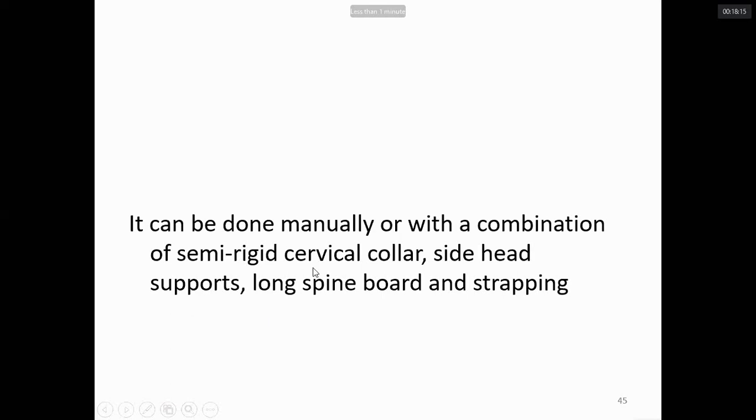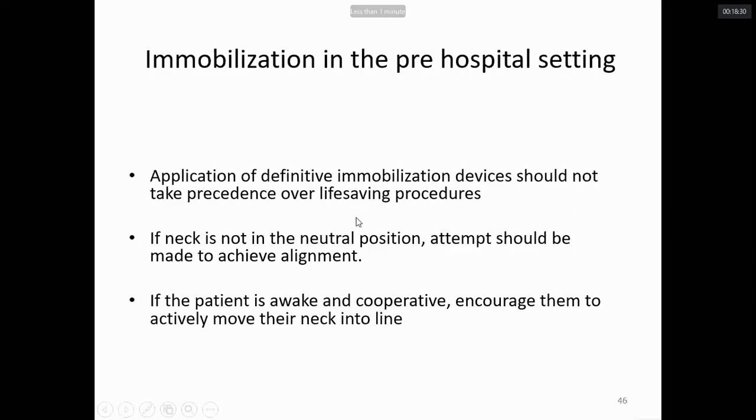So always, if you are suspecting a cervical spine injury, first and foremost you protect the cervical spine by applying a Philadelphia collar or semi-hard collar. If you suspect the neck is not in a neutral position, then you should attempt to make it neutral. If the patient is awake and cooperative, encourage them to actively move their neck into the neutral position. These are the methods of positioning of the cervical spine.